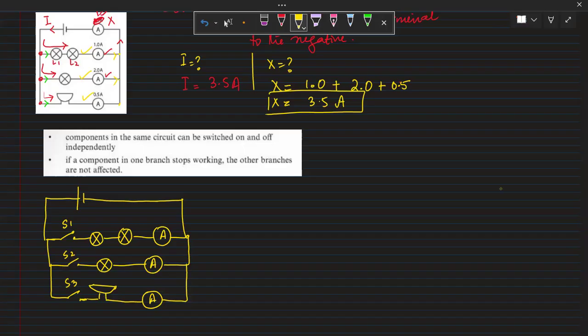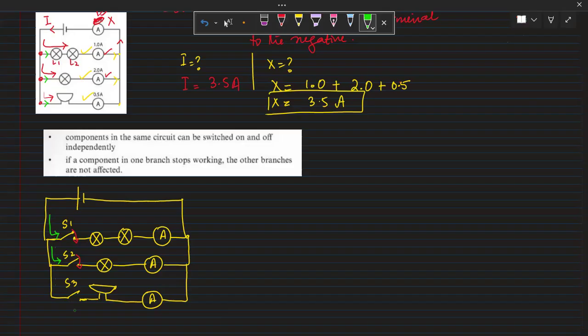As you can see here, if any one component or branch is faulty or not working, other branches will not be affected. For example, I can close the switch S1 and the switch S2. The current will only flow through S1 and S2, but will not enter S3, because this switch is not closed. So if one branch is not working, the remaining branches will not get affected.